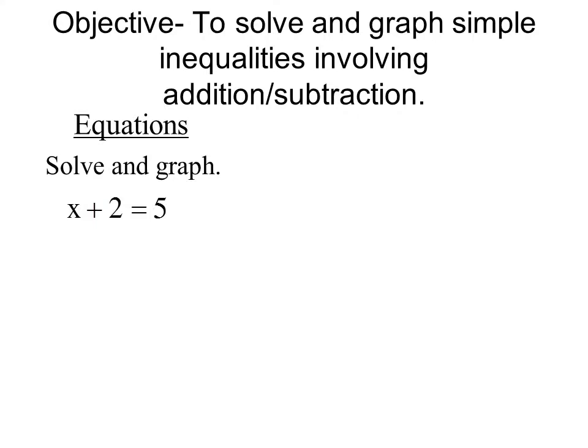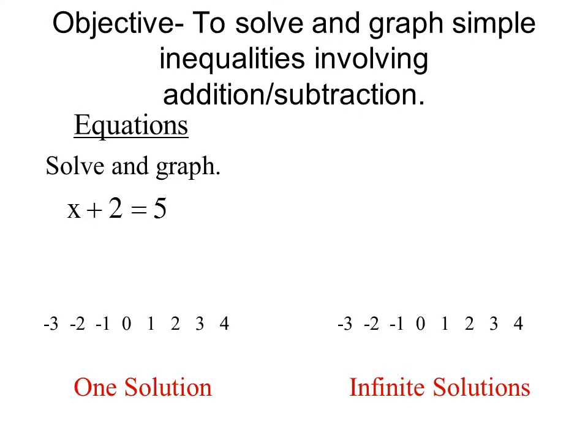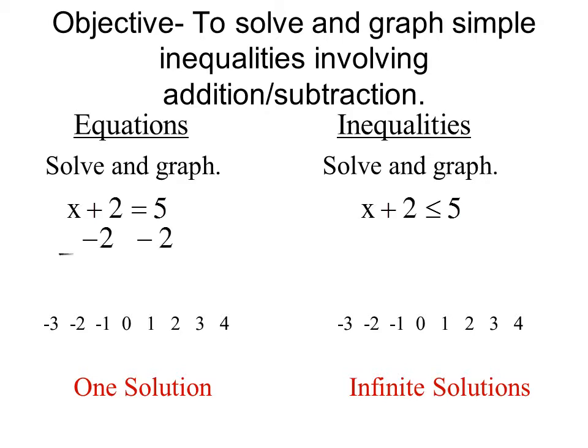So on an equation, if I have x plus 2 equals 5, how do we solve that? Minus 2. So you're going to subtract 2 from both sides. And so it's going to look like this. Minus 2, we get x equals 3. Now a graph of that is not very exciting. We don't usually graph solutions to equations, but you could.